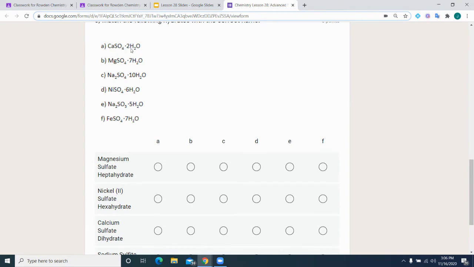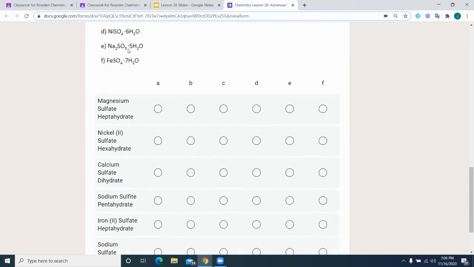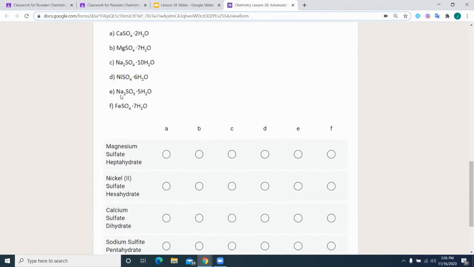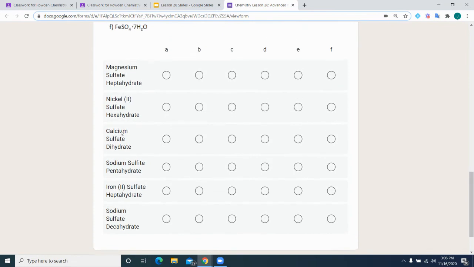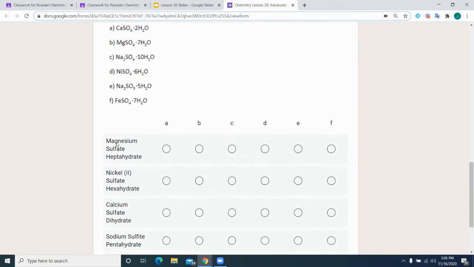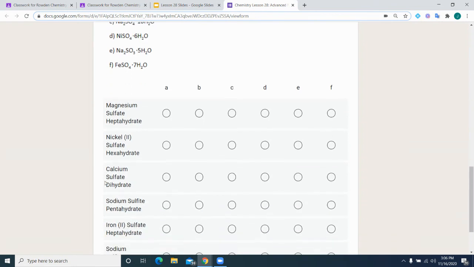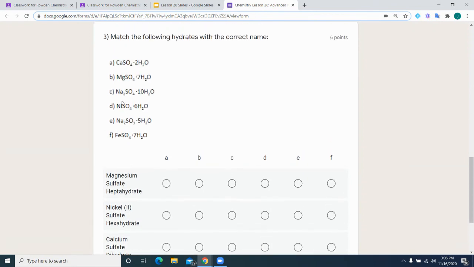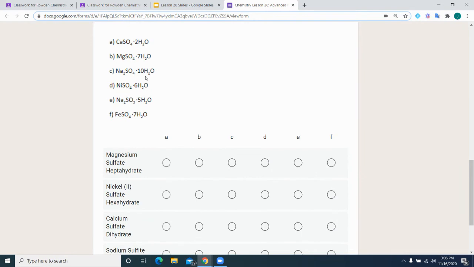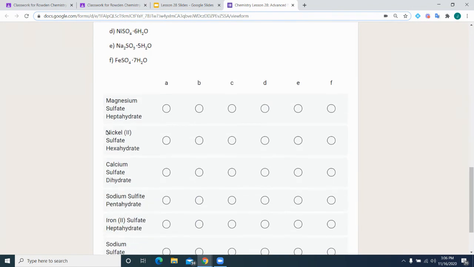Okay, and then lastly, we're going to use a combination of our systems and then say how many hydrates it has. So this should be calcium sulfate dihydrate. Calcium sulfate dihydrate. And then we have magnesium sulfate and 7, heptahydrate. Magnesium sulfate heptahydrate. Na2SO4, 10H2O. So this is sodium sulfate, and then 10 is decahydrate.